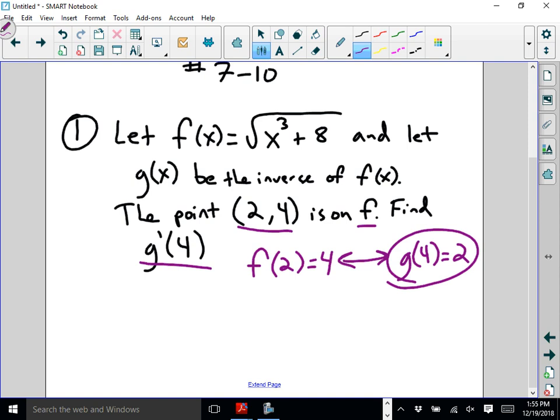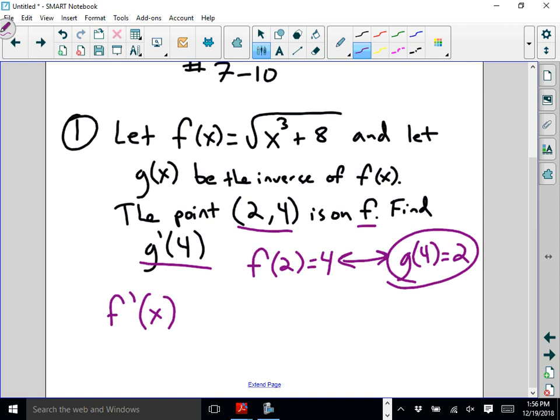So what I need to do here now is figure out f prime of 2. F prime of 2 will be very important because the easiest way to do this is just find f prime of 2 and then just take the reciprocal of that, and that will be g prime of 4. So before I do f prime of 2, I need to do f prime of x.